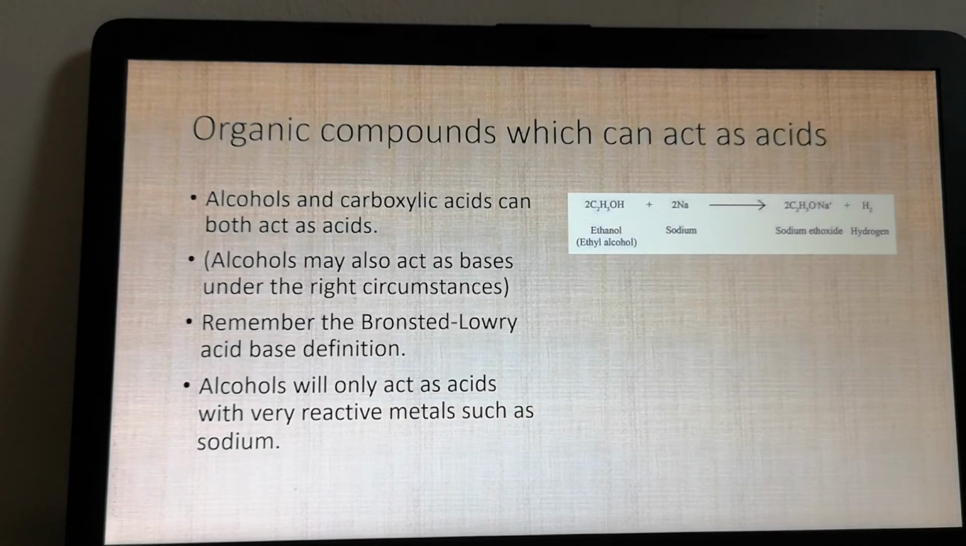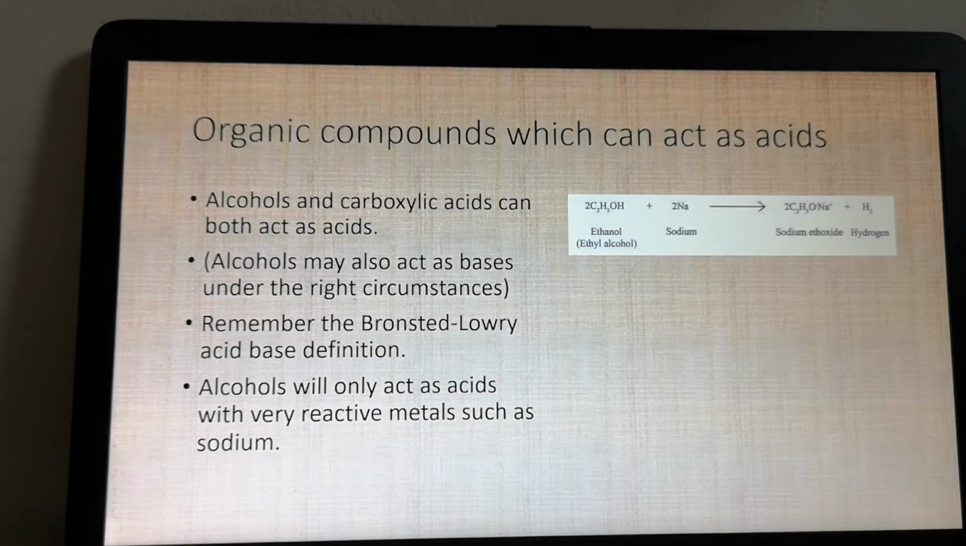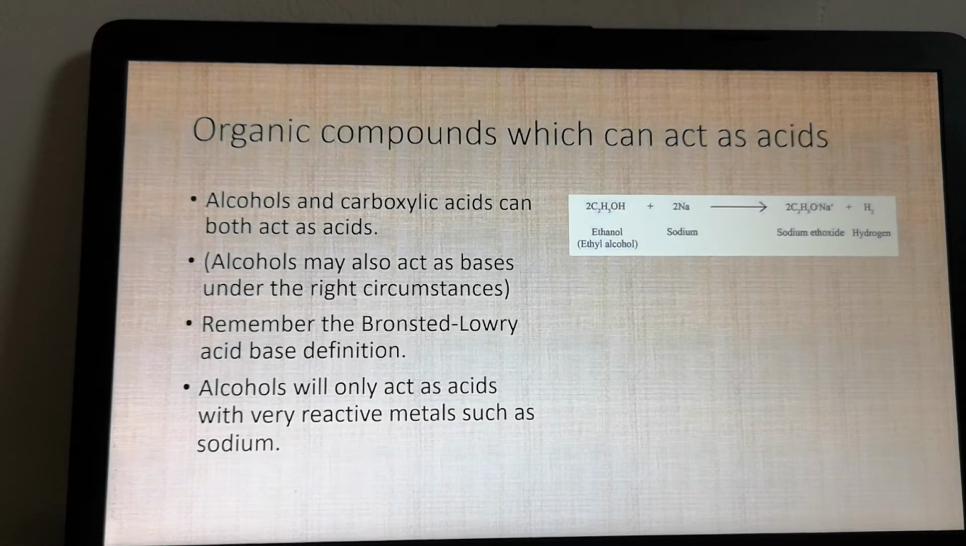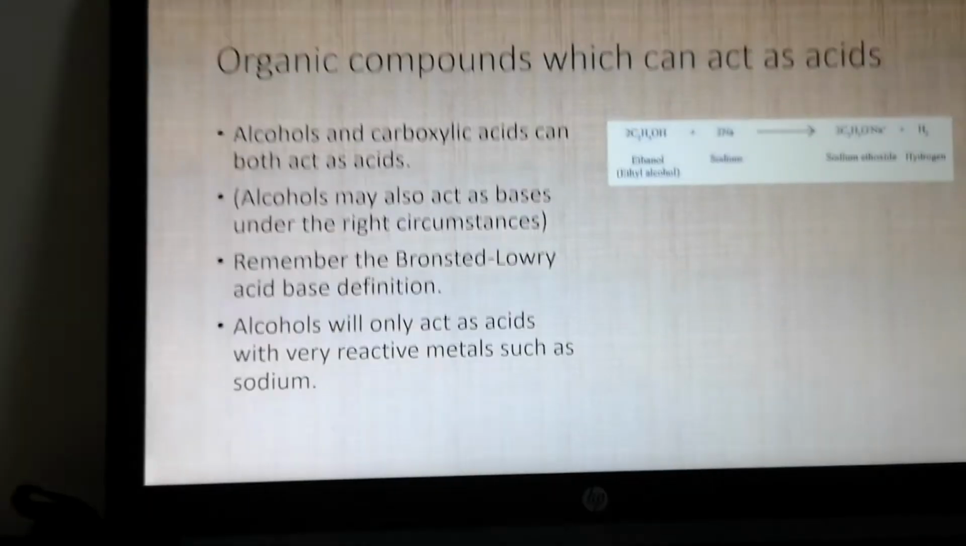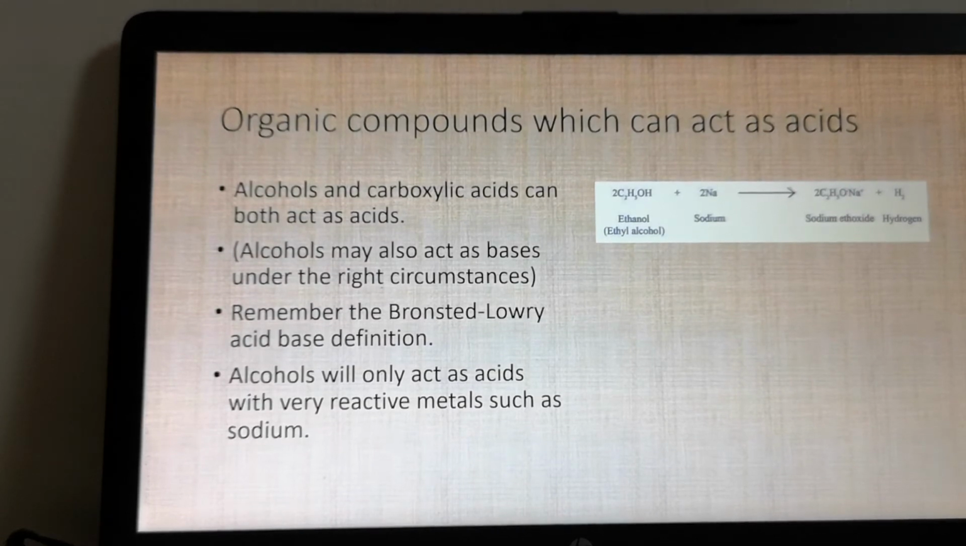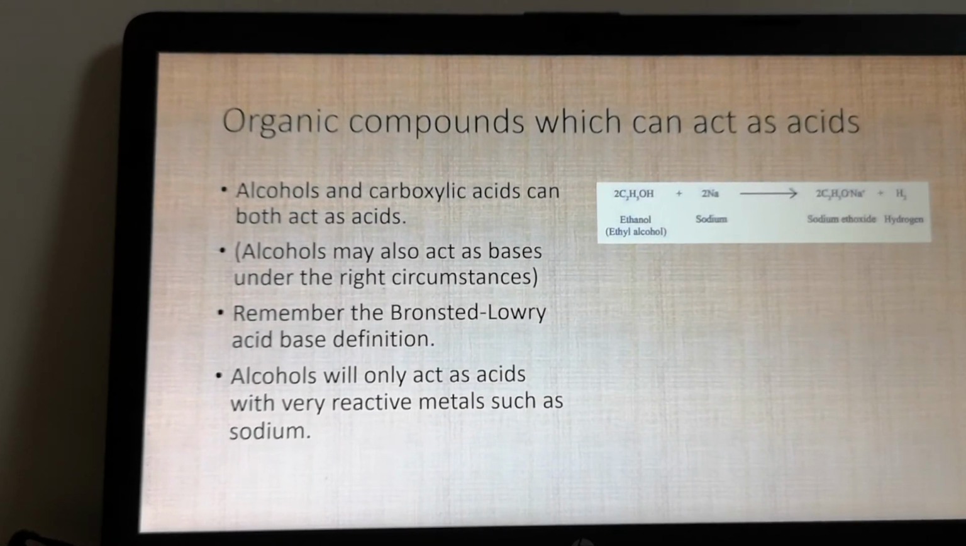Right, organic compounds which can act as acids. I'm sorry I'm flying through this, but I want to keep the video kind of short so I can upload it and get it to you. So when we talk about organic compounds that can act as acids, we are generally referring to two groups at the leaving cert: alcohols and carboxylic acids.